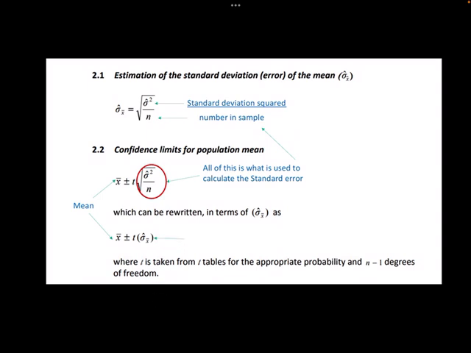So this one below is showing you that you are doing the mean plus or minus to get the upper and lower confidence limits. The t value, which you take from the t table at p equals 0.05, you multiply by the standard deviation of the mean.